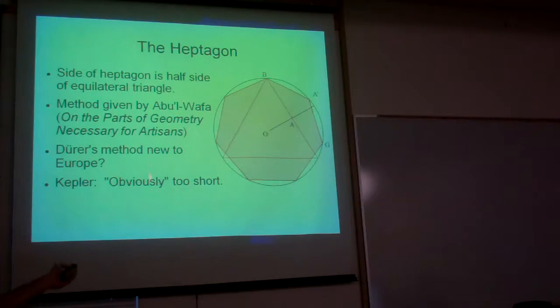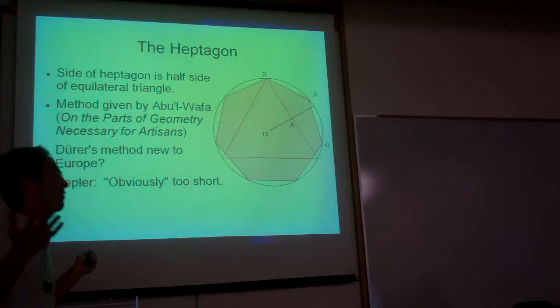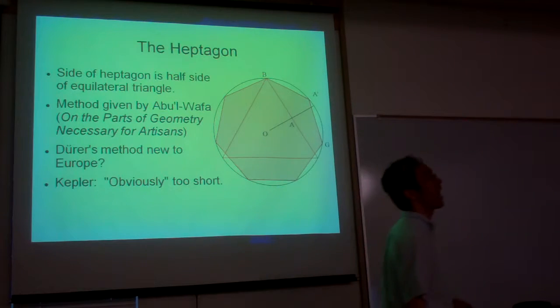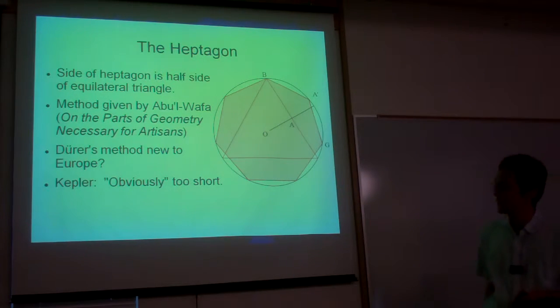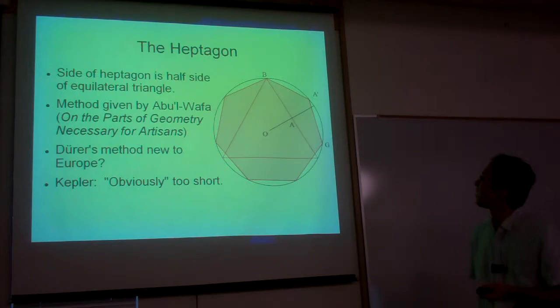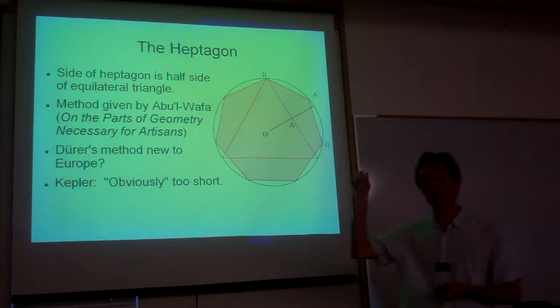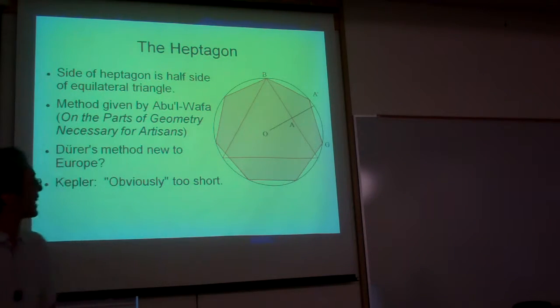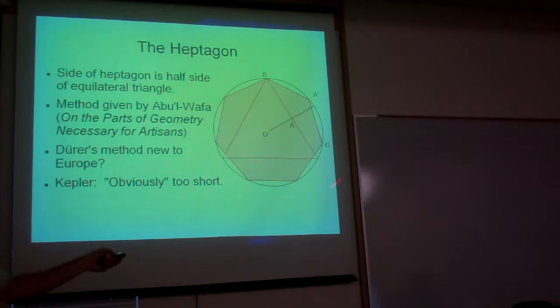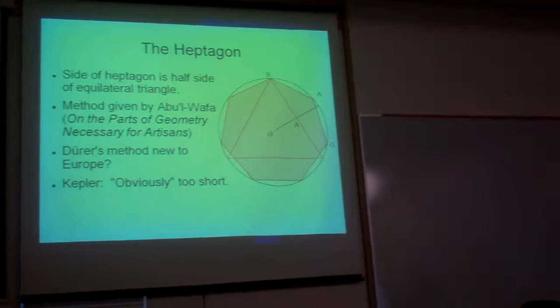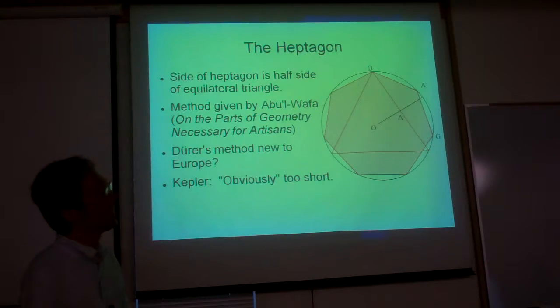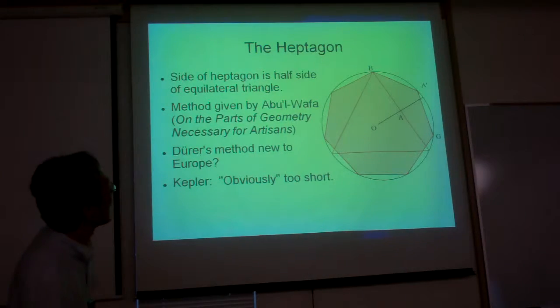And Kepler, about a century later, has a wonderful comment about this. It's not an exact construction, first of all. And Kepler says that anybody who does this is going to find that it's obviously too short of the side. Well, how obvious is that? Here's the first hint. It may not be clear there, but there's a regular heptagon also inscribed in that same circle. So that circle shows the heptagon that you would construct using Dürer's method. There's also a regular heptagon inscribed in that same circle.